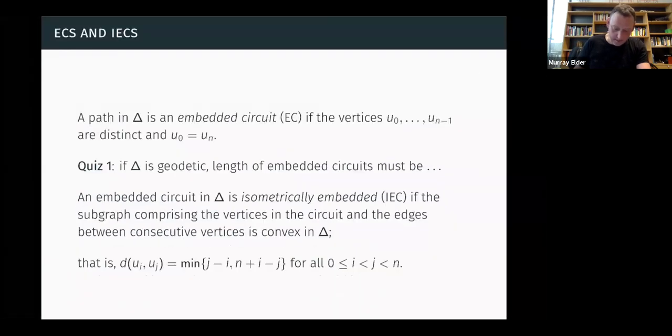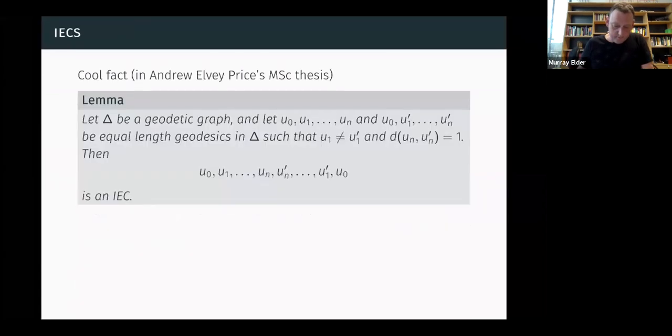Yeah, so it has to be convex, so that as you're going around either side of this circuit, the shortest distance in the graph is realized by going along the circuit, although in a non-geodetic graph there could be many different ways to go. Okay, so there's some graph theory that we get started with.